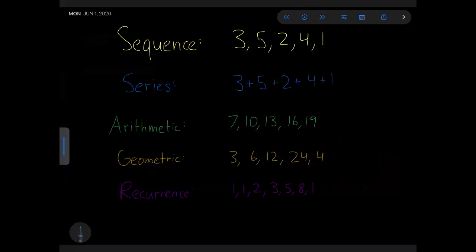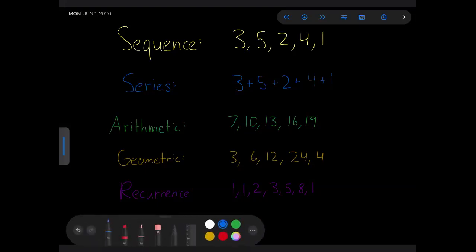A series gets confused with sequence quite a bit, but a series is a pretty distinct term. We use series to say a sum of a sequence. So for example, the series of the above sequence is 3 plus 5 plus 2 plus 4 plus 1, which is 15.